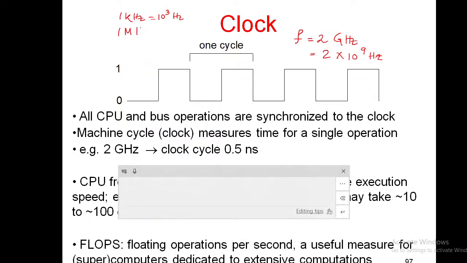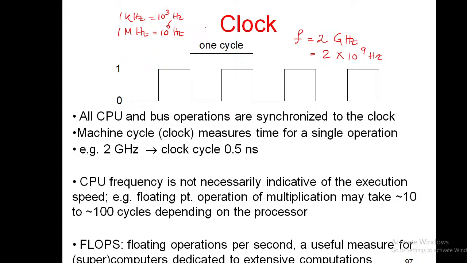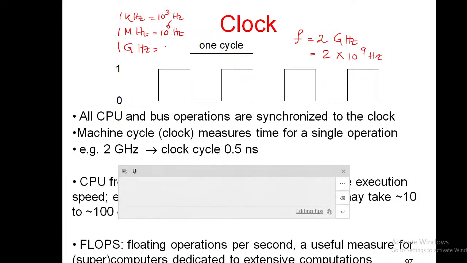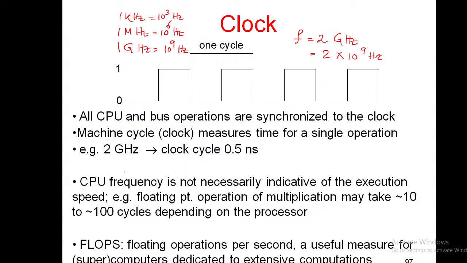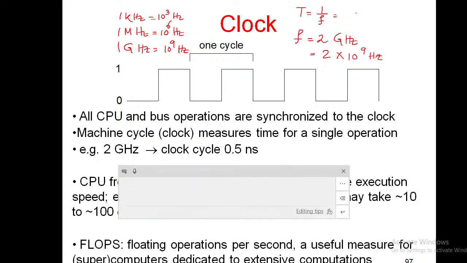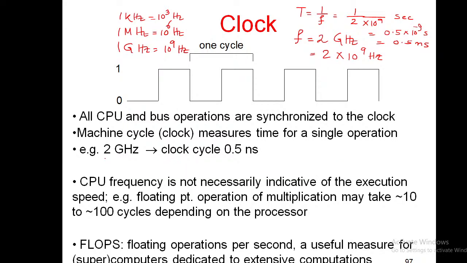1 capital M hertz, that is 1 megahertz, is 10 to the power 6 hertz, and 1 gigahertz, 1 capital G hertz, is 10 to the power 9 hertz. Here the clock frequency is 2 gigahertz, so it is 2 into 10 to the power 9. The clock cycle time is 1 by f, which is 1 by 2 into 10 to the power 9. 1 by hertz is second, so this is 0.5 into 10 to the power minus 9 second, that is 0.5 nanosecond. So from the frequency we can calculate the clock cycle using the formula T equal to 1 by f.